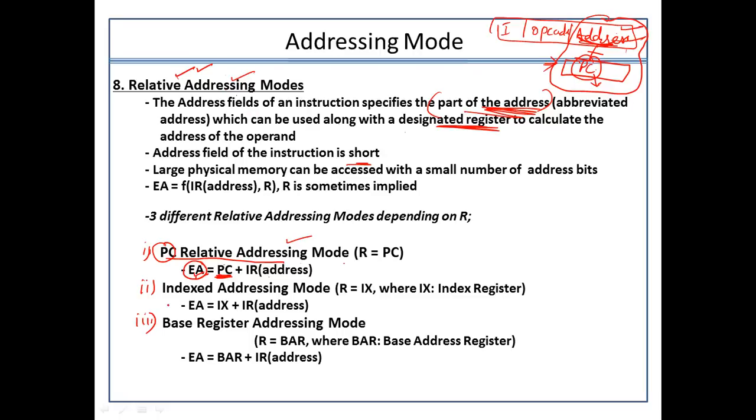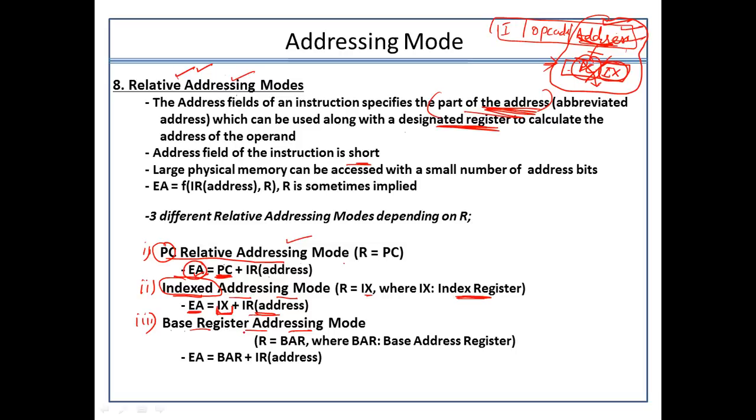Similarly, in case it is index addressing mode, what will happen? In case of index, we have a register called the index register, which holds some index values. Again, the effective address will be calculated as the value of the index register plus these address bits. So here, in the second mode, I am going to use the value of the index register rather than the program counter. Then similarly, there is a third, which is called base register addressing mode.